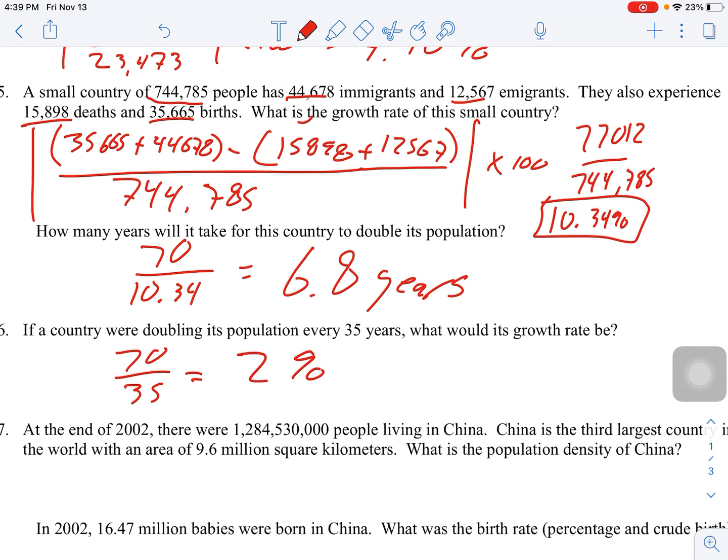All right. So, maybe I was kind of lazy about that. Let me show you how I got there. So 70 divided by our percent is going to equal 35 years. And now I'm just going to switch these two. That's how I did that.